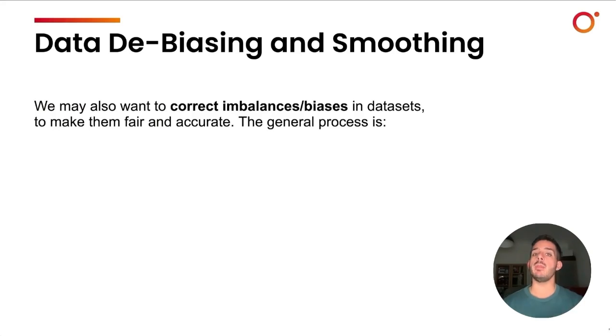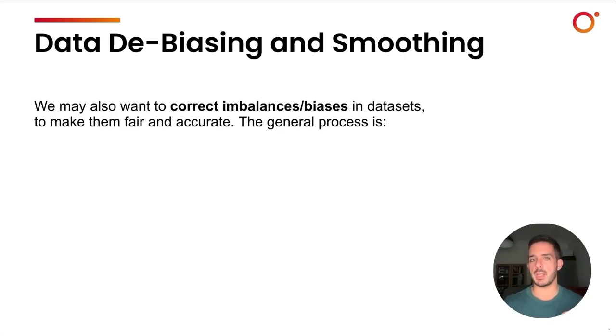When we talk about doing debiasing or smoothing of a dataset, we are talking about correcting imbalances or removing noise in a dataset to make it more fair and accurate, to basically streamline that dataset, to remove anything that doesn't make sense or that shouldn't be there, or that makes the dataset more heterogeneous than it should be.